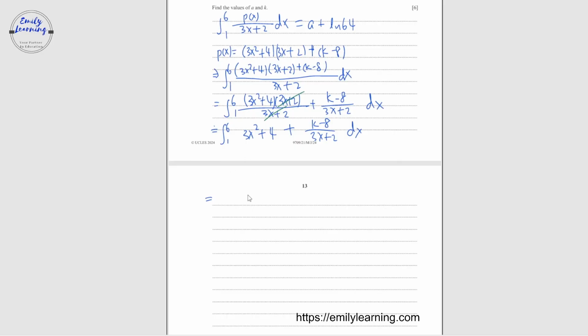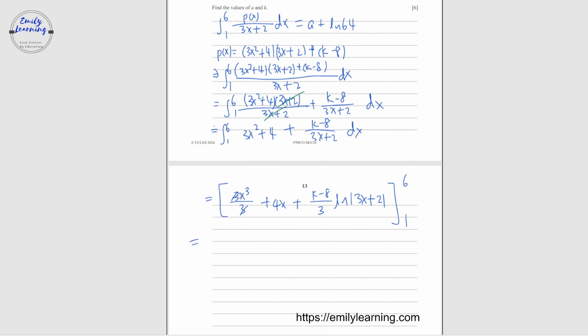Integrating 3x squared will give me 3x cubed over 3, which is effectively x cubed. Integrating 4 will give me 4x. Integrating k minus 8 over 3x plus 2, remember k minus 8 is a constant, will give me k minus 8 over 3 ln 3x plus 2. Then I need to sub in 6 and 1.